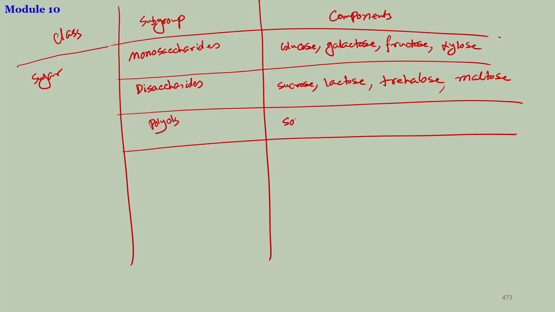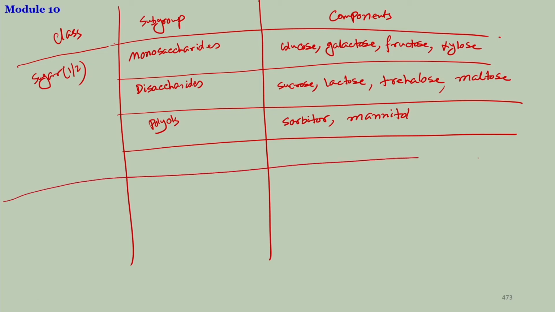Such as the very well known sorbitol, mannitol. So that is one. Basically, the first class of sugar means those with one unit of monosaccharide or two units of monosaccharides, the disaccharides, and then comes the oligosaccharides.